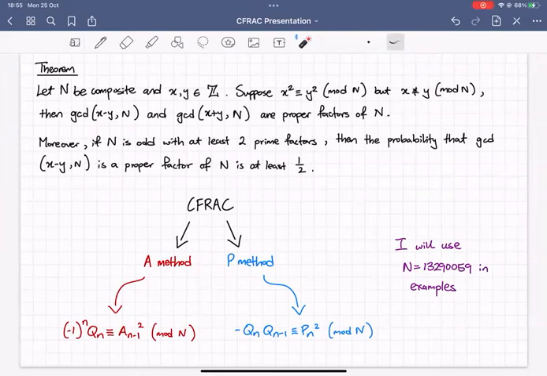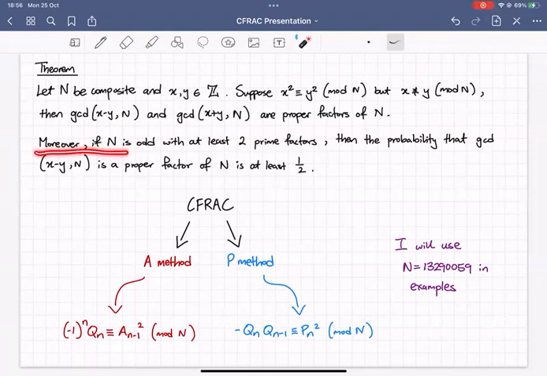Now we move on to another theorem, and this will basically be the key driver in everything we do from now on. Let n be composite and x and y be integers. Suppose that x squared is congruent to y squared. Remember, the continued fraction algorithm will help us with that. But their square rooted forms are not congruent mod n. Then the GCDs of x minus y and n, and x plus y and n, are proper factors of n.